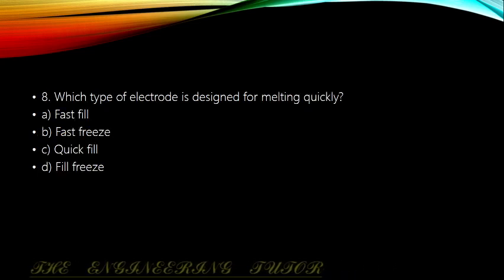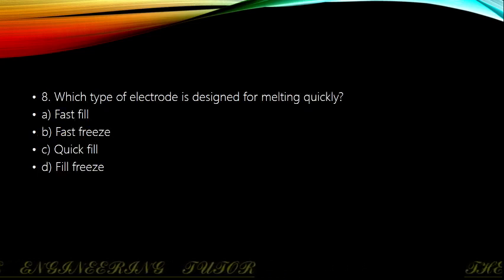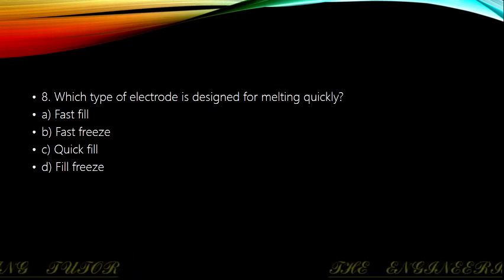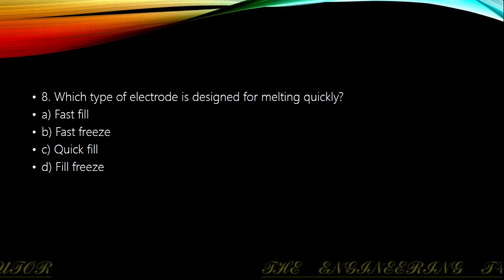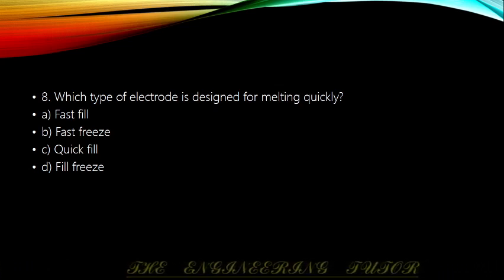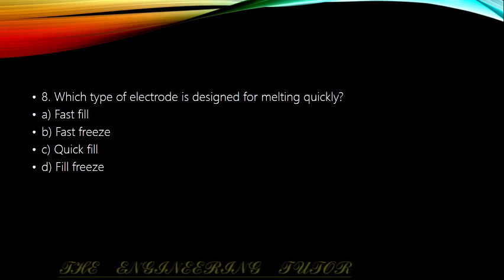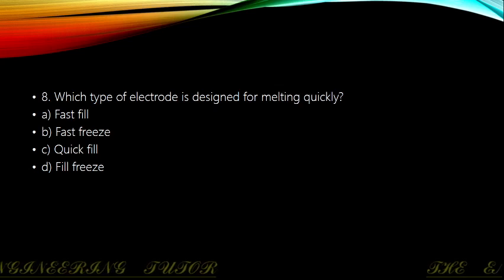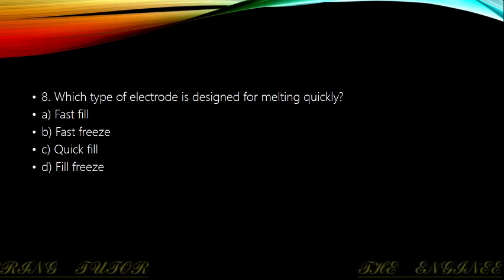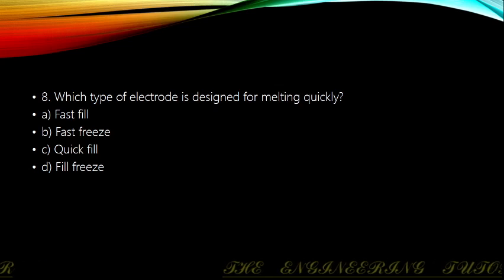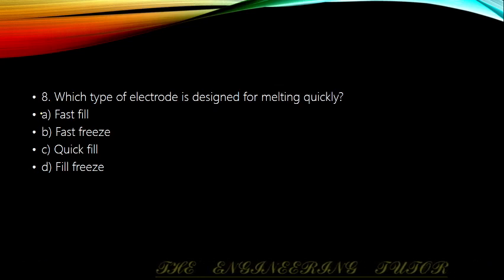Next question, which type of electrode is designed for melting quickly? We have already discussed this. Electrodes are classified into three types: fast fill, fast freeze, and fill freeze. In fast freeze electrode, the filler metal is supplied, the filler element gets solidified and provides a variety in positions of the weld. So the fast fill electrode will be chosen for melting quickly.